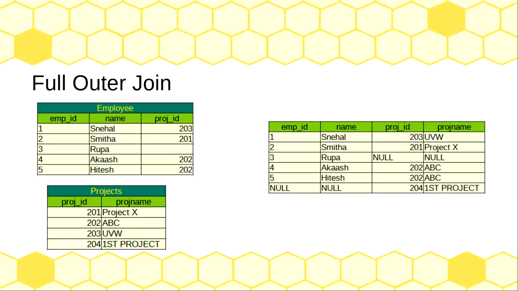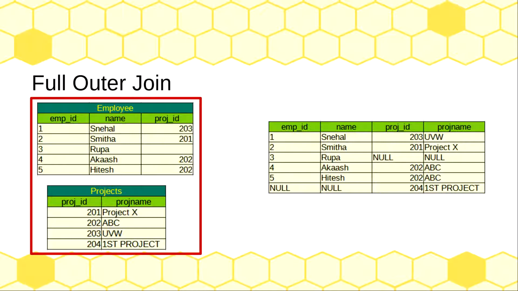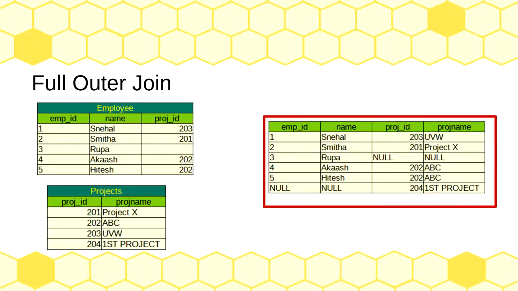Now let's discuss full outer joins. Full outer joins or full joins return records from both the tables whether or not they match. If they match, then the records are shown in the same row. Here we again have the same example as in the previous one. We have an employee table and a projects table, and a full outer join for this gives us this output.